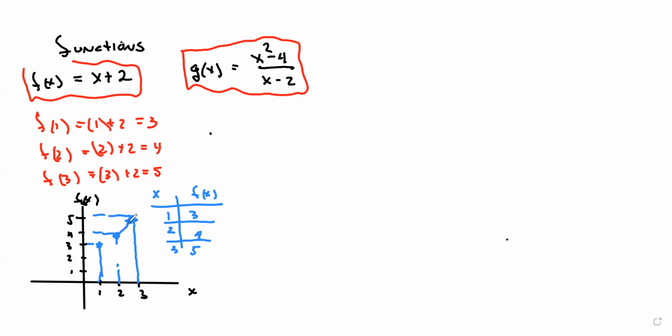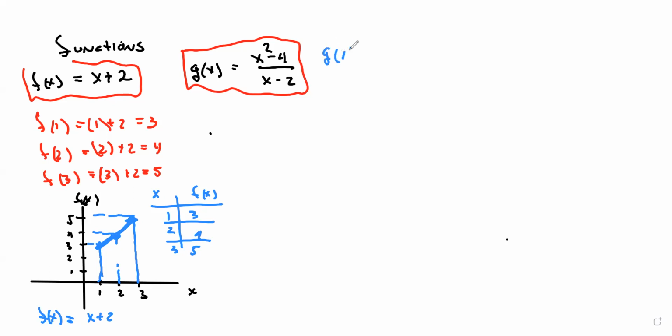And we can connect this with a line. And that's the function f of x is equal to x plus 2. And as we can see, for every x, there's an f of x. So there's a number. Let's do the other one and see what happens with this one.